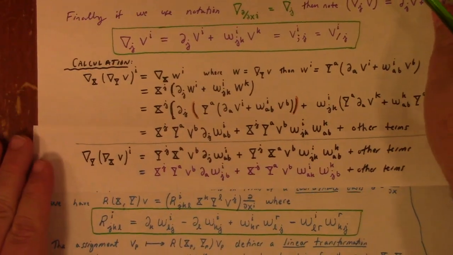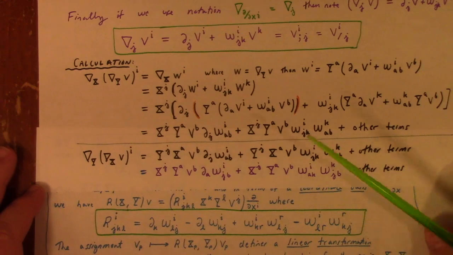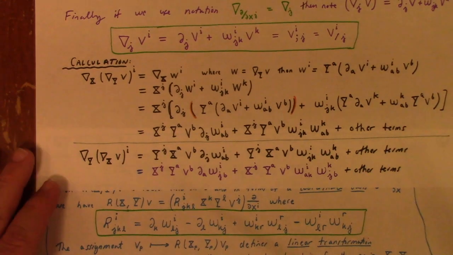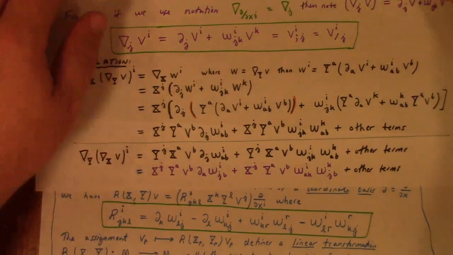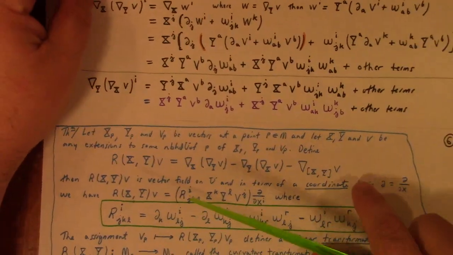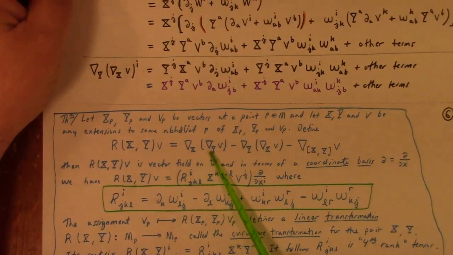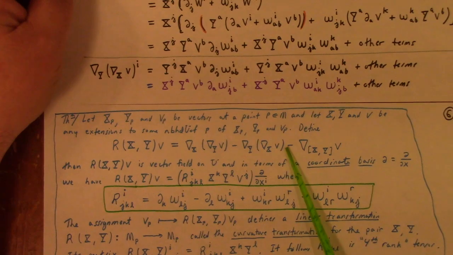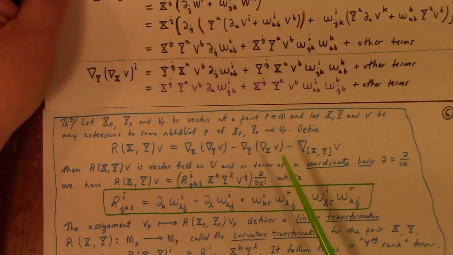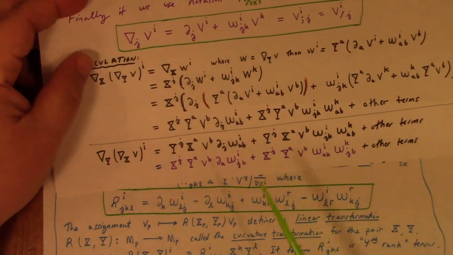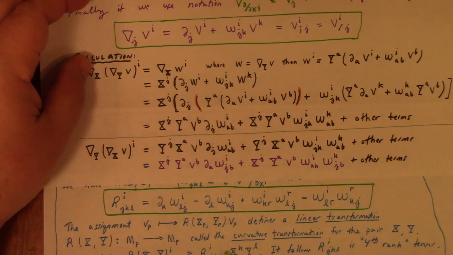If you look at here, what I'm trying to say is, the theorem is claiming you can take nabla_x nabla_y minus nabla_y nabla_x of v, right? And if you look at the calculations I did here, you see where these terms are coming from.